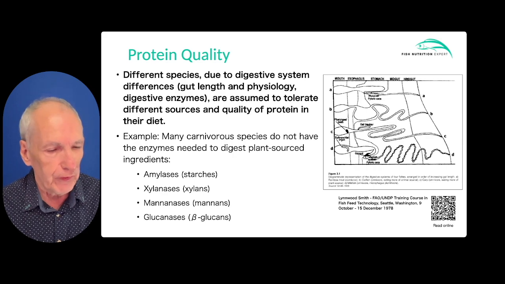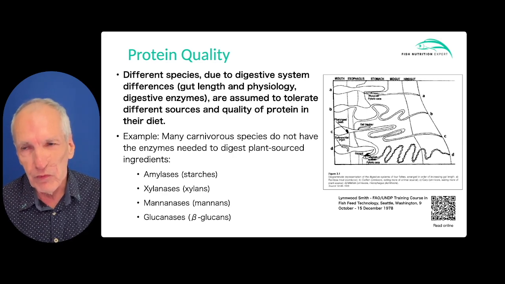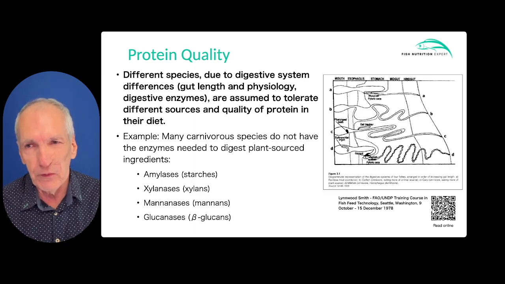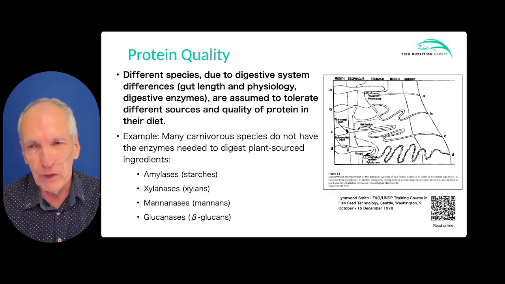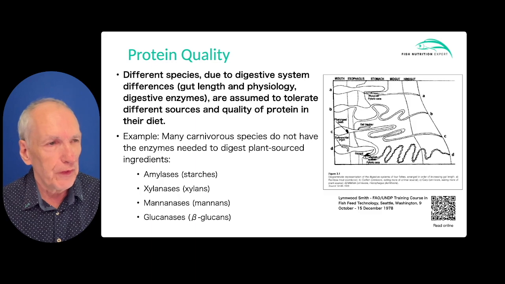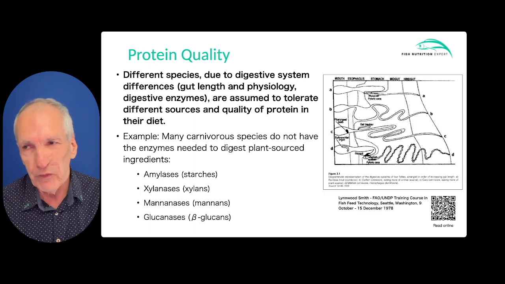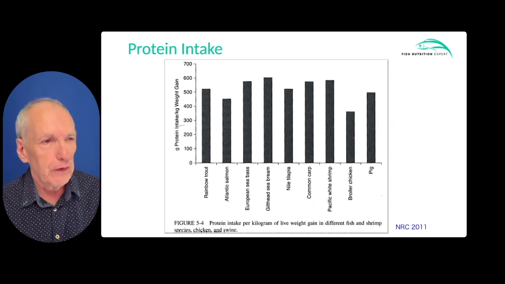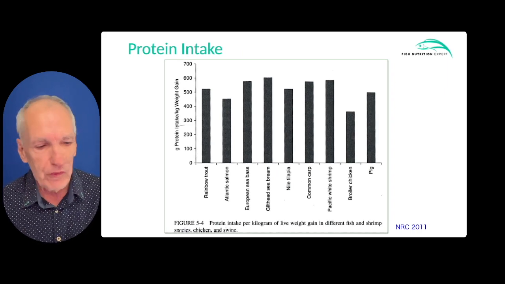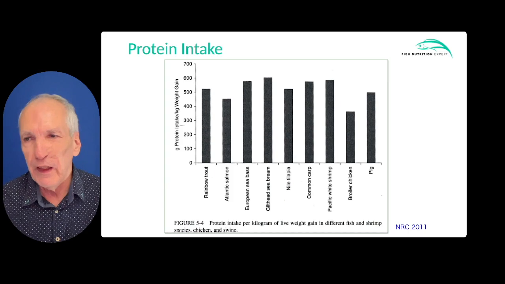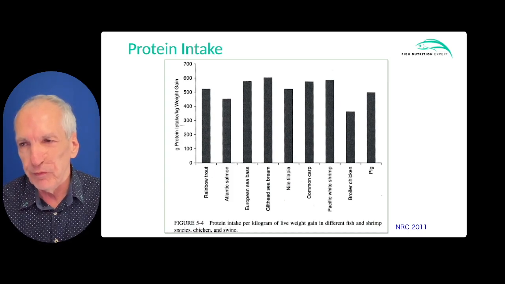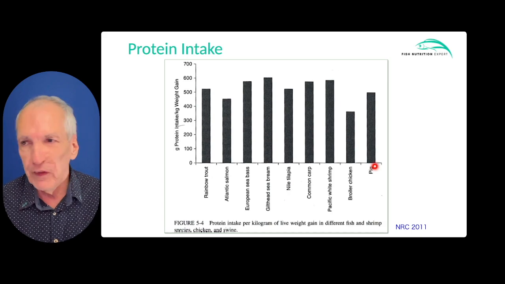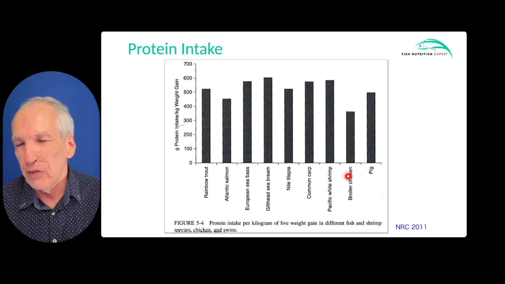So we generally will see, when we feed a carnivorous fish these diets with a lot of plant proteins that are embedded with a lot of polysaccharides, that the available digestibility of the protein and amino acids tends to be low. So here, if we look at protein intake, now this is protein intake per kilogram of live weight gain in different fish and shrimp. And then we also have pigs here, and we also have chickens.